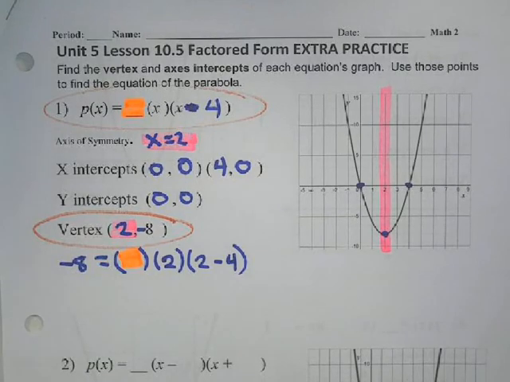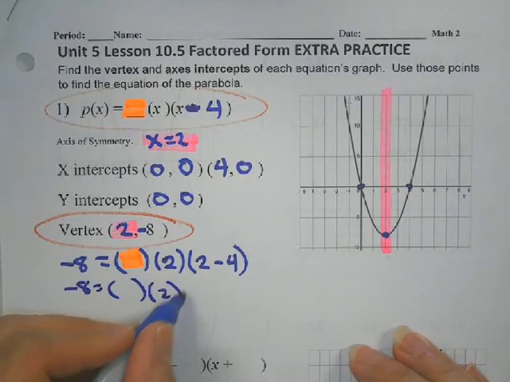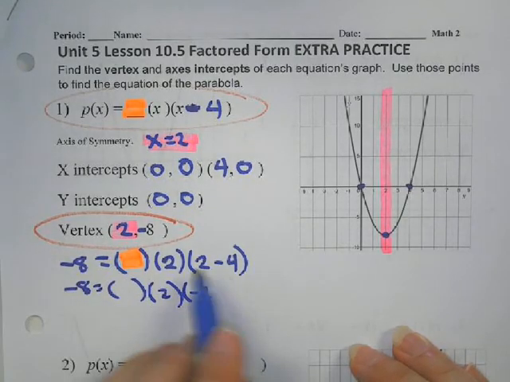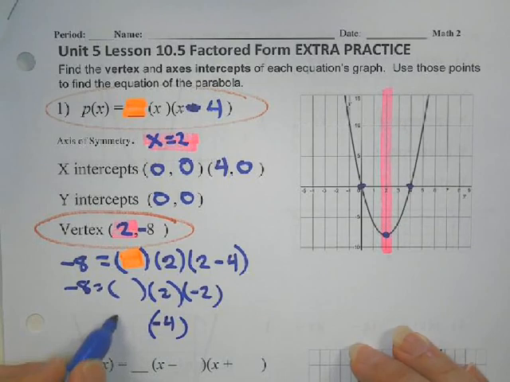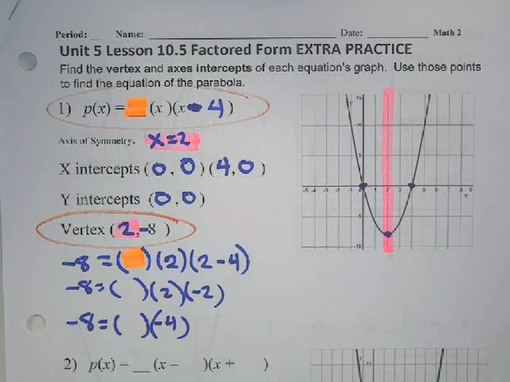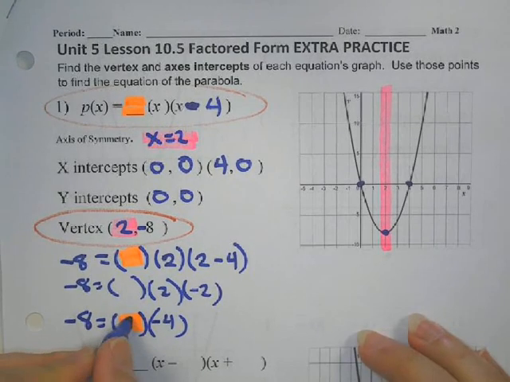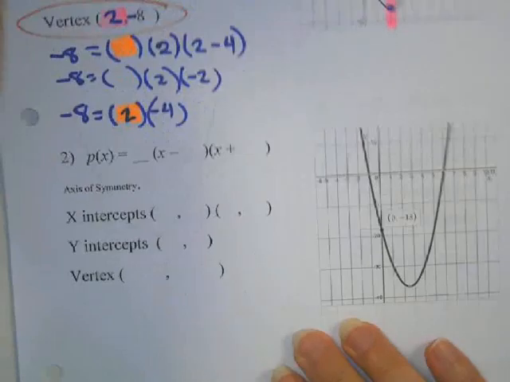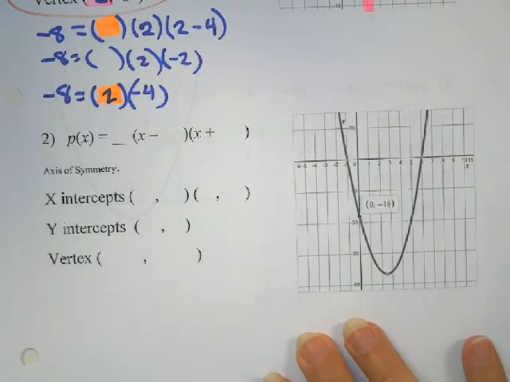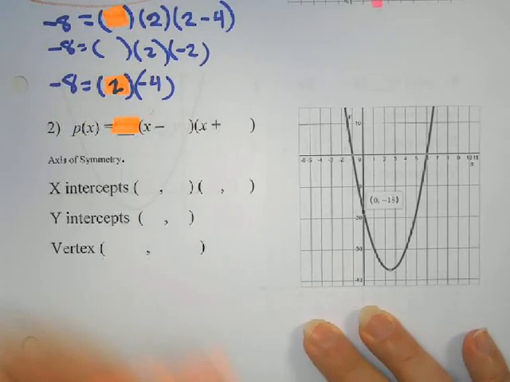Okay, so I've got negative 8 equals something times 2 times negative 2, right? 2 minus 4 is negative 2. Okay, so 2 times negative 2 is negative 4. And so what does that have to be? That's going to have to be 2. So now I know this answer is going to be 2. Okay, let's do the next one. Hit pause and rewind anytime you want to see an explanation over again.